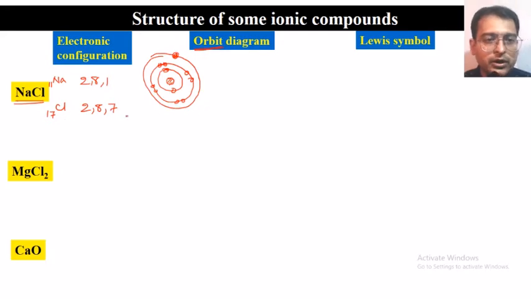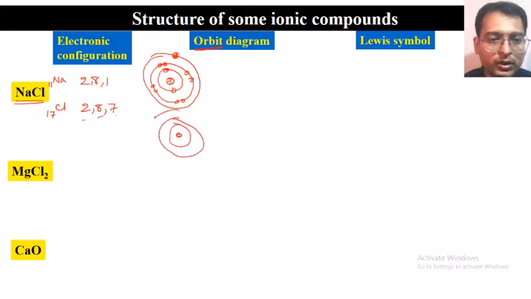Then in chlorine, how many orbits will there be? Three orbits, 1, 2, 3. The outermost is going to have how many? Here you will have 2, here you will have 8, and here you will have 1, 2, 3, 4, 5, 6, 7. So this is your valency electrons.